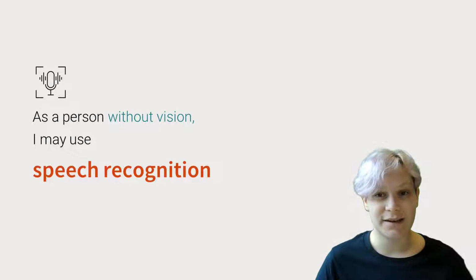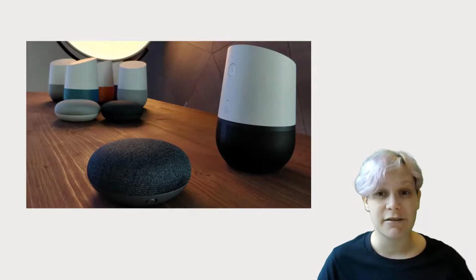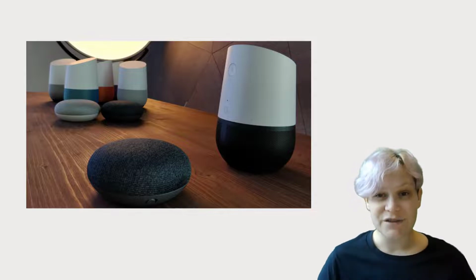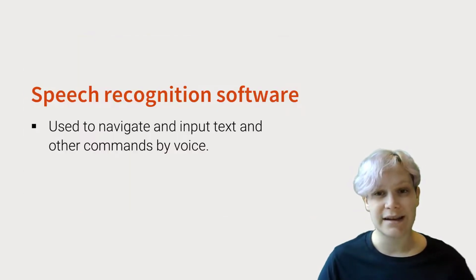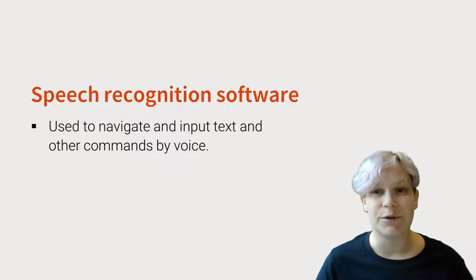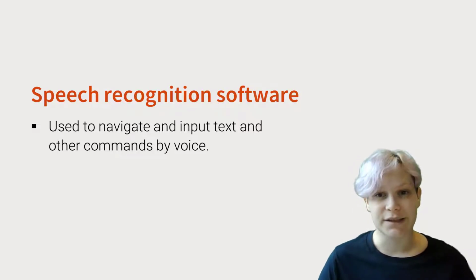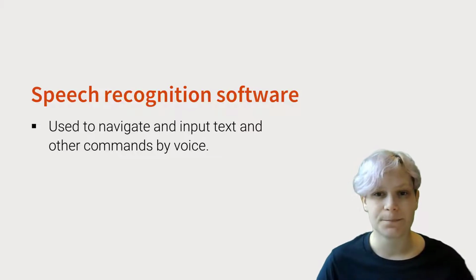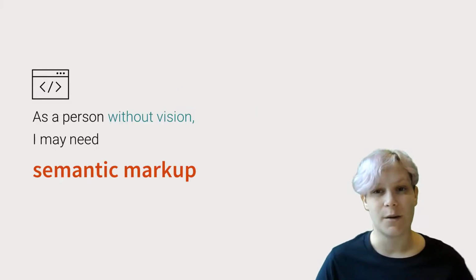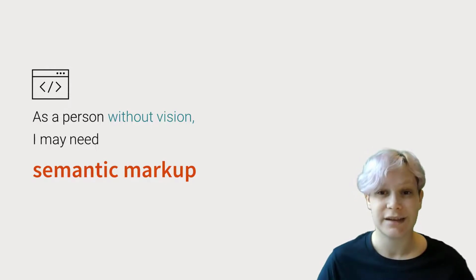As a person with no vision, I may use speech recognition. This enables a person to control their device via speech. You might be familiar with the concept through use of things like Siri or Google Home. Speech recognition software is used to navigate and input text and other commands by voice. It can be faster than other methods of input like the keyboard and can be used alongside other input methods. These tools can also be useful to people who are sighted but cannot use their hands, such as when they're driving. Now that we've covered some common technologies, let's dive into more functional needs.